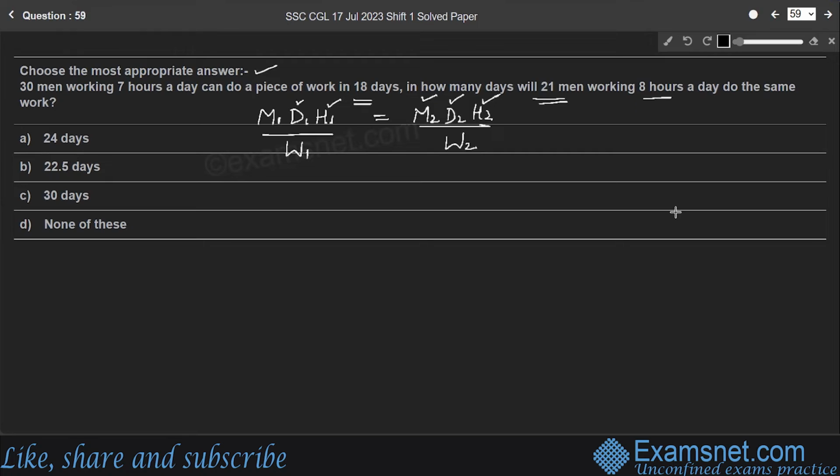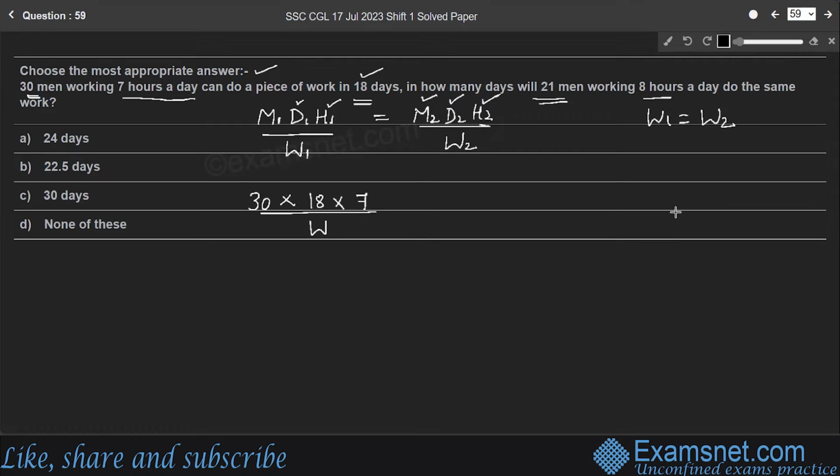Here work to be done is the same. So W1 is equal to W2. Same amount of work needs to be done. Right? So in the first case, 30 men can work 7 hours a day. Right? Can do a piece of work. So 7 hours a day and they worked for 18 days to complete the same work. Therefore, M1 represents the number of persons working, 30 men, into the number of days they are working, 18 days, and per day they are working for 7 hours, right? To complete W amount of work.